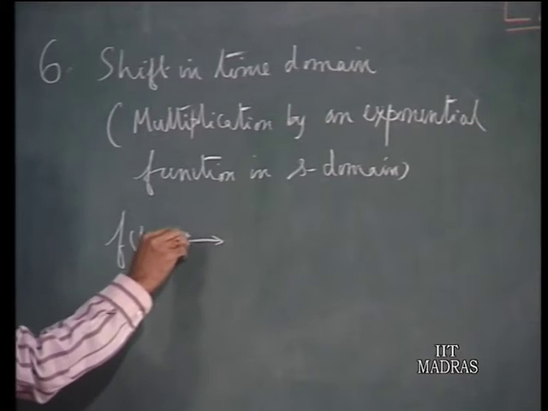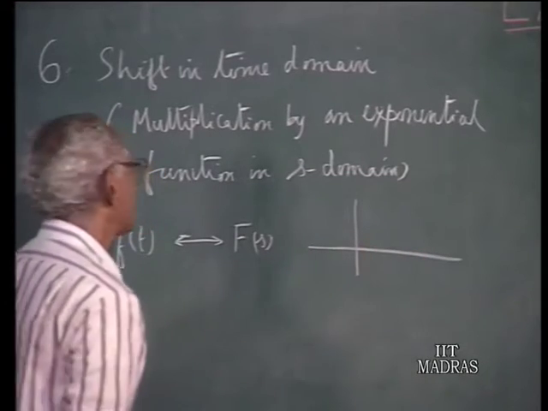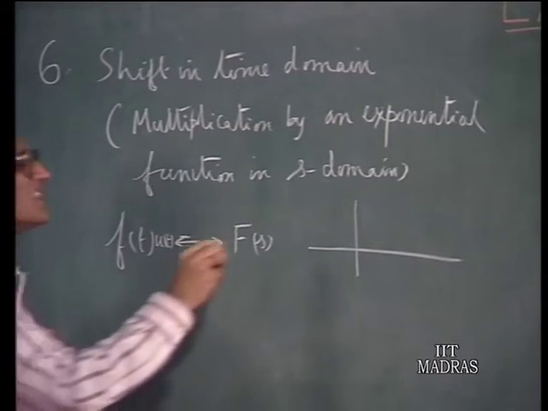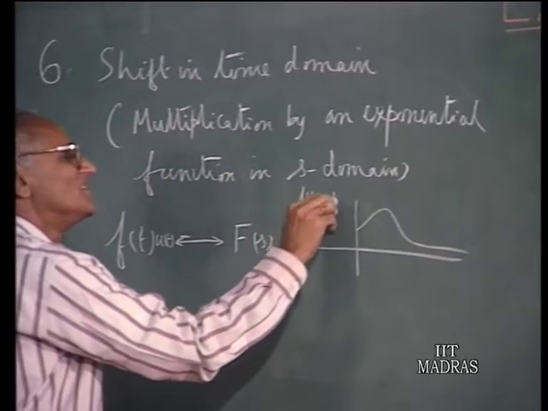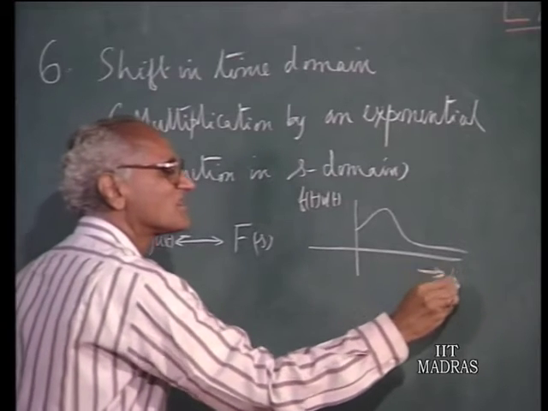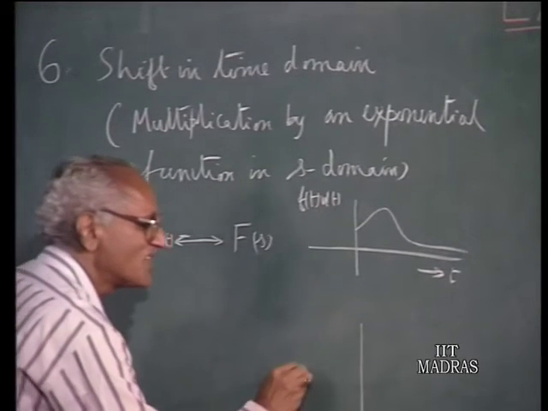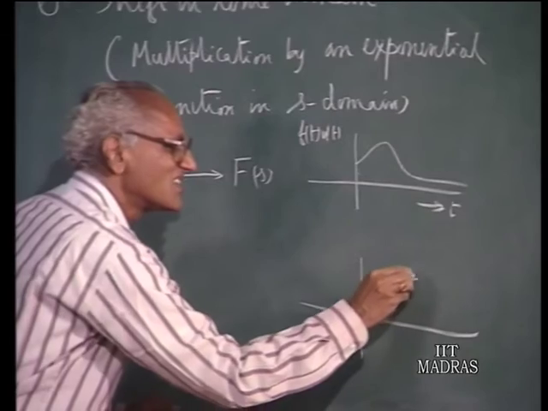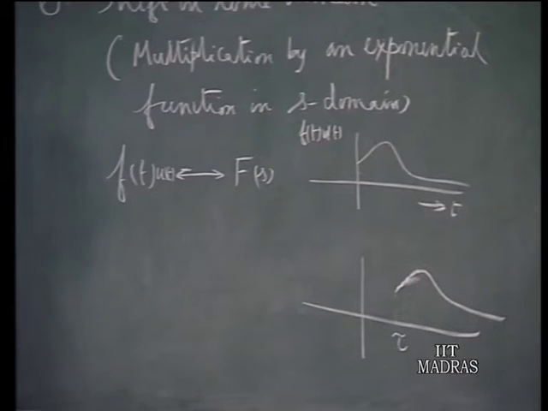Suppose f of t and f of s form a transform pair, and let me assume that I will also put u of t to make sure that it is a causal function. Suppose I have this f of t u t. Now, let me say that I delay this function of time by an amount of tau seconds. So, instead of starting from t equals 0, it starts from here and it goes like this. So, this is tau. The same function is delayed by an amount tau.